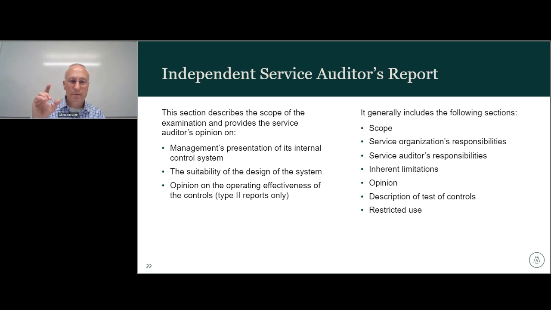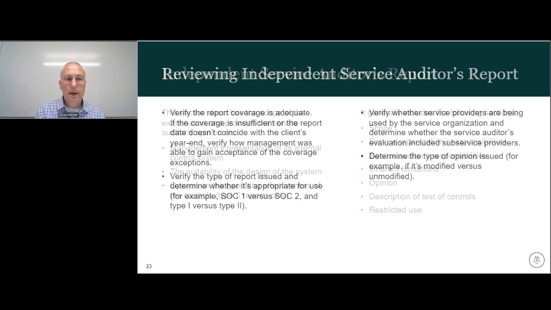Even though it's very boilerplate or very standardized language, there's some key wording in there that will be really important to pay attention to. So when I'm reviewing that report, what I want to do is, in fact, look that it matches my expectations. It aligns with my timing needs. It coincides with.